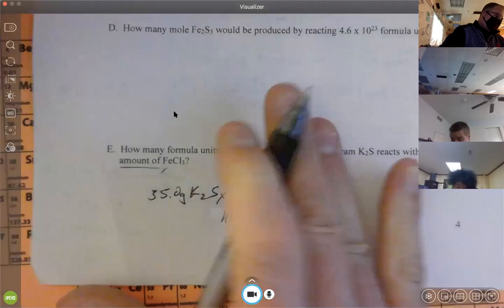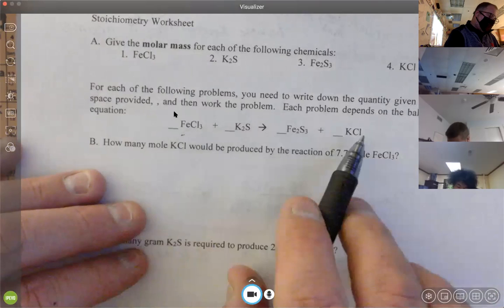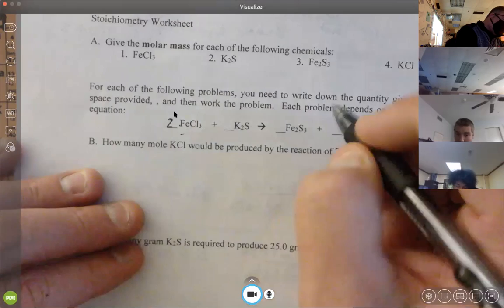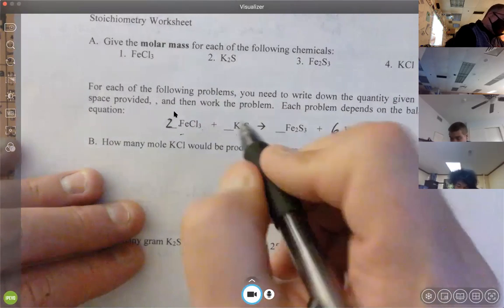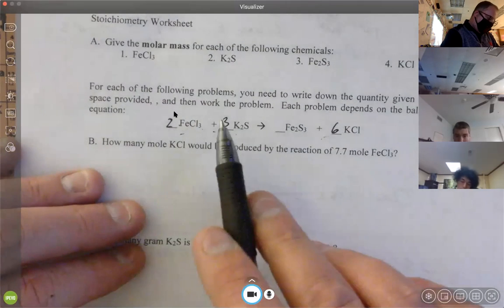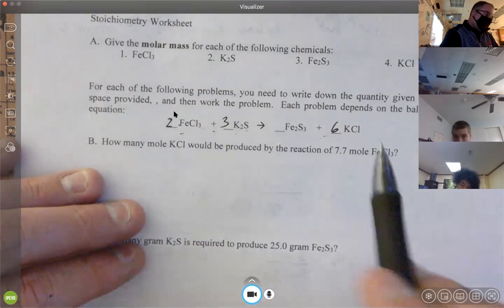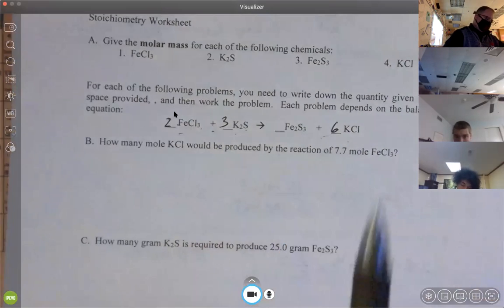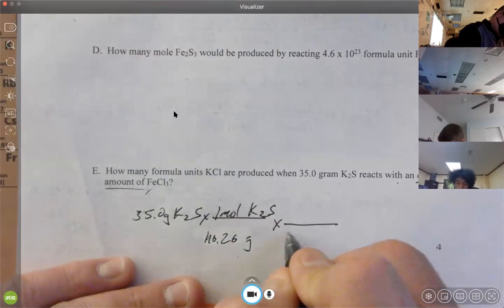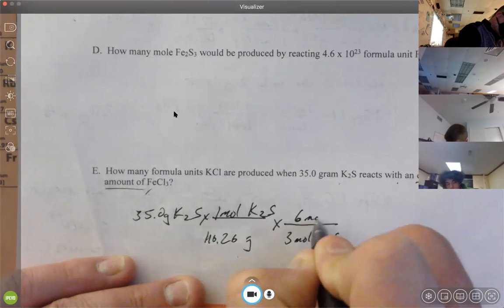So now we have moles of K2S. We have to have this equation balanced. Every 2 Fe, we need 6 Cl, 6 K, and 3 S. So every 3 moles of K2S makes 6 moles of KCl.